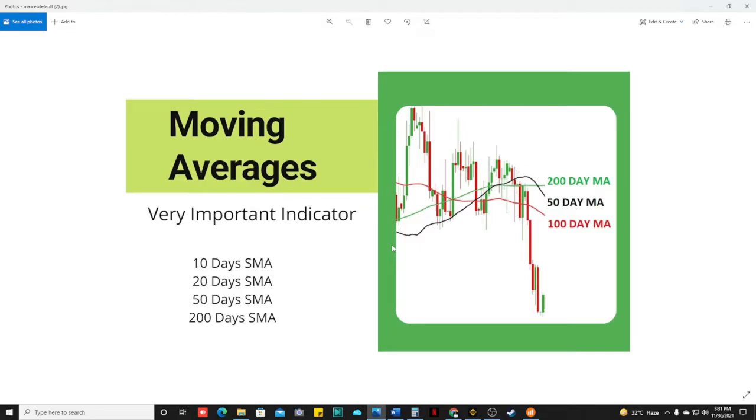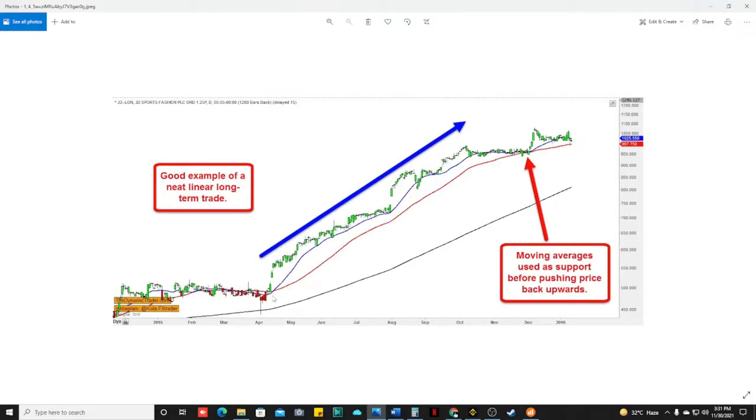The most important indicator is here, 10, 20, 50, 200. What I use is 20, 50, and 200. That's what I use. Okay? So here's another example of moving average.